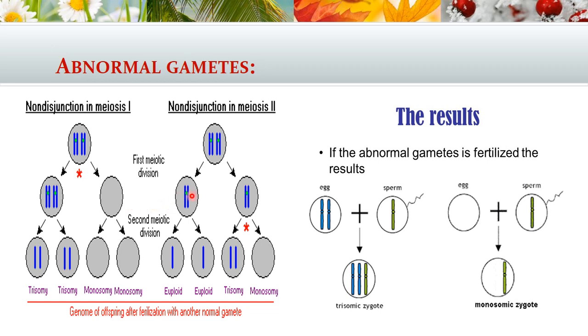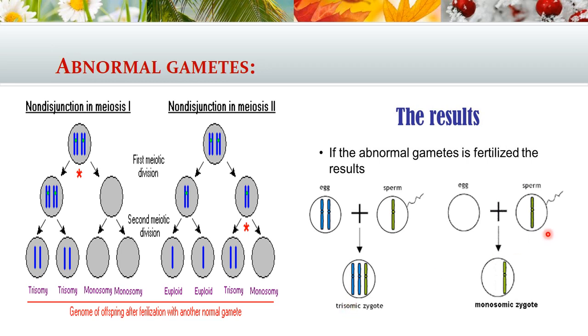In the second meiotic division, there can be a non-disjunction as well, and one of the daughter cells gets almost all of the chromosomes, whereas the other one does not get any. As a result, if a sperm fertilizes an egg with 24 chromosomes, the resulting zygote is trisomic, that is 47 chromosomes.